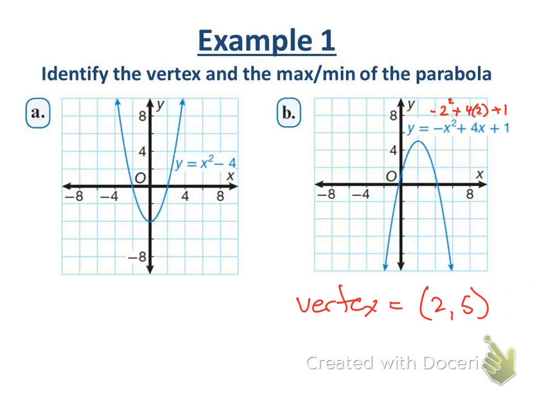What's the max? Maximum value is 5, and it occurs at x equals 2. That's going to be important later. You'll see our last example of the day, most challenging thing we're going to do today, is going to involve this type of language, so I just want you to see that.